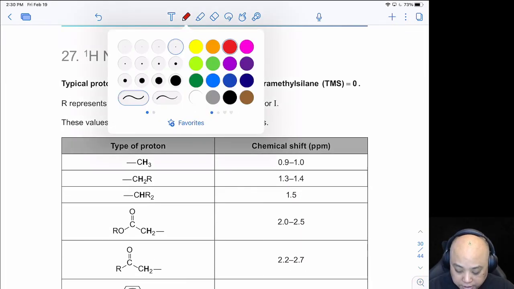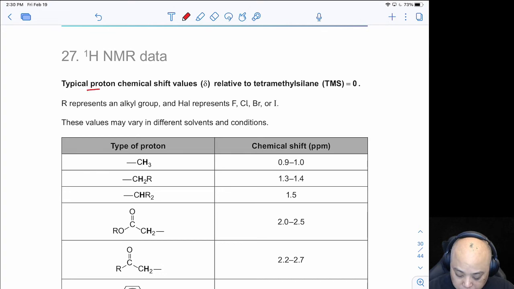HNMR data, again, this is talking about chemical shifts. And so this is where you have those kind of sets of peaks here.